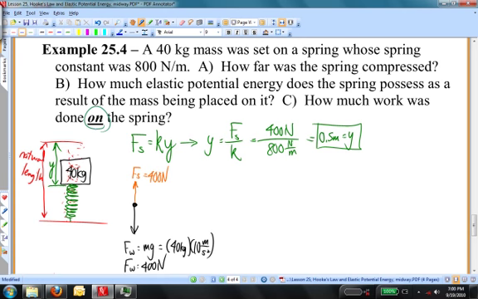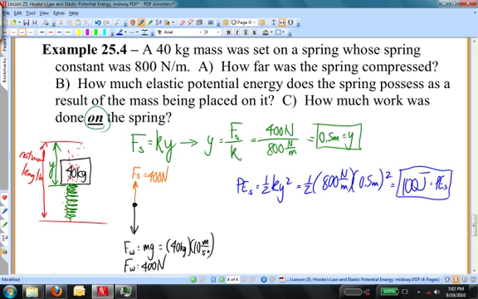How much elastic potential energy does the spring possess as a result of the mass being placed on it? I'm going to use the potential energy formula. I know what the spring constant is, and I know how much the spring is compressed, 0.5 meters. So I'm going to feed those numbers in, and now they go into my calculator. Some people can do this in their heads. I get 100 joules. Now, part C.